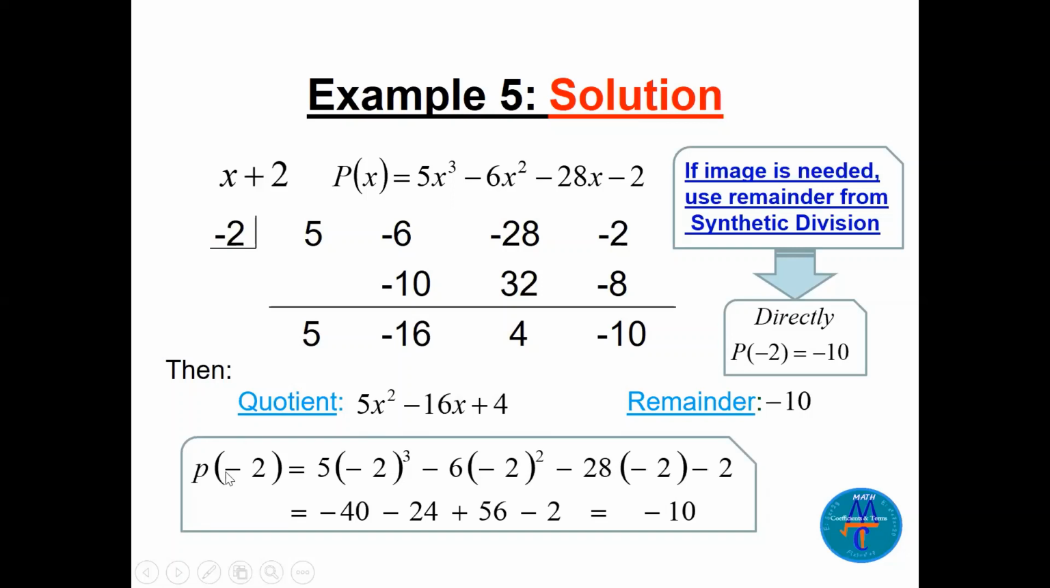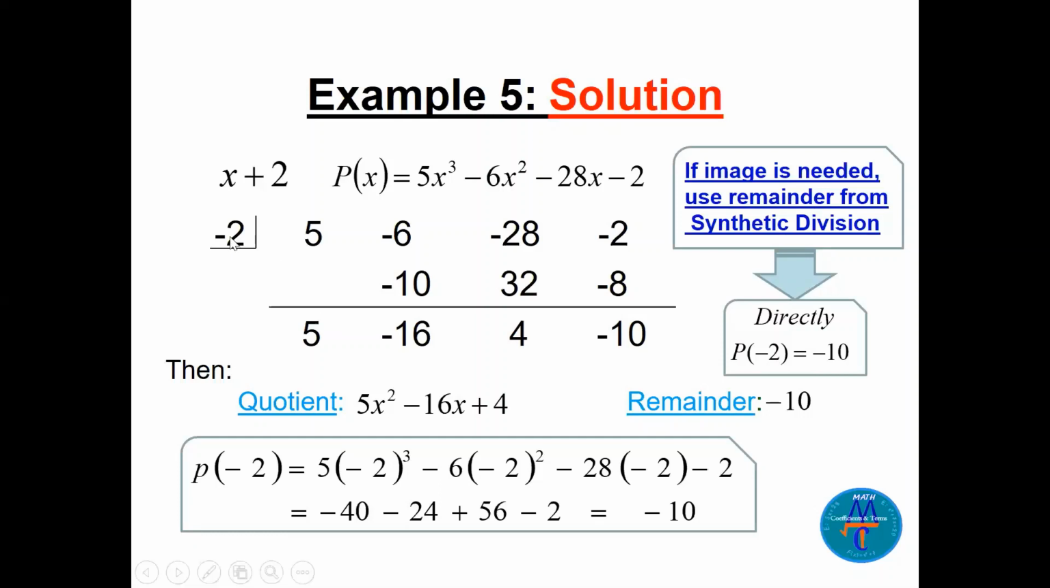Now, if I say find p of minus 2, remember, we have done this before many times. P of minus 2 is 5 times minus 2 cubed, minus 6 times minus 2 squared, replacing minus 2 in the function. You get minus 10. Is that a coincidence? No. Minus 10, we can get directly from the remainder. So if the image is needed, use the remainder from synthetic division. So this is minus 2. If I replace it in the function, directly I will get the remainder, believe it or not.